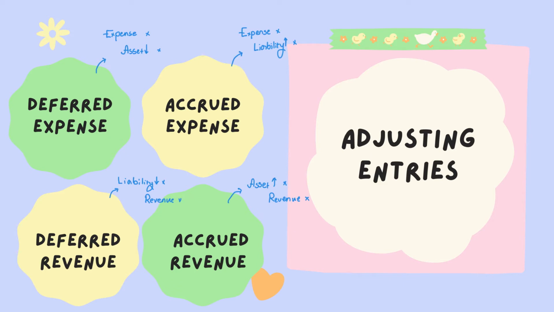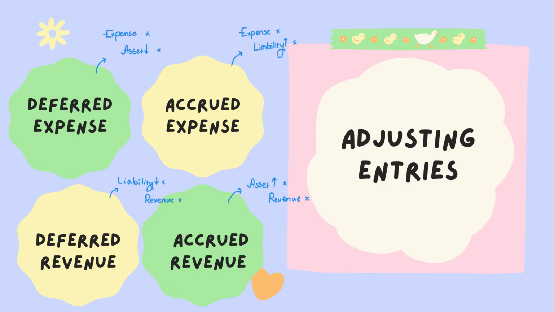So adjusting entries involve no cash. Deferred expense I paid in advance, deferred revenue I received in advance. Accrued expense I'm gonna pay later, accrued revenue I'm gonna receive later. And in the adjusting entries, I need to debit an expense account or credit a revenue account.